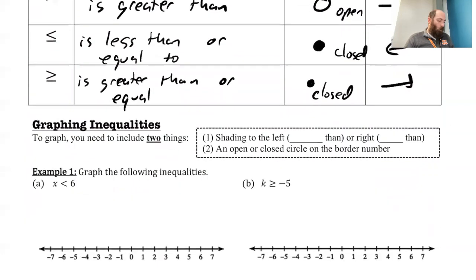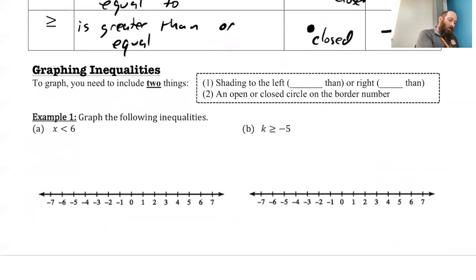So graphing inequalities. You need to include two things: shading to the left, and that's anytime it's less than, or right if it's greater than. I guess I could just write the symbols. Less than and greater than. And it also needs an open or closed circle on the border number. So open means open circle, closed means closed circle. This is the less than or greater than sign. This is the less than or equal to, greater than or equal to sign.